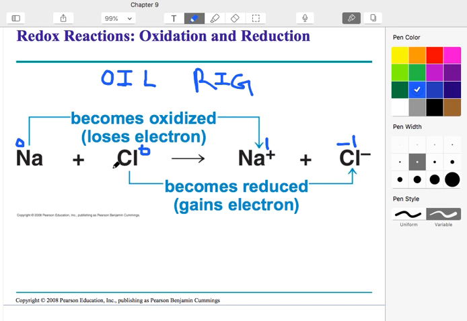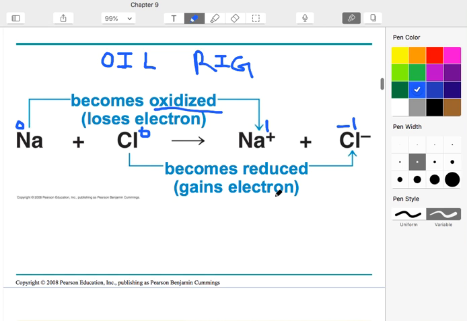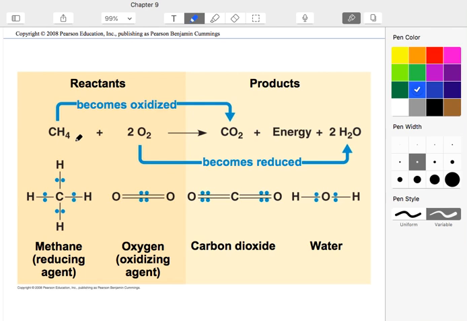Here chlorine is zero, but it gains one electron, which is denoted by the negative sign here. So it becomes reduced, and this process is called reduction because it gains an electron. And what about reducing agent and oxidizing agent? If you see oxidized, that is the reducing agent. If you see reduced, that means oxidizing agent. That's the concept here. Another example, same thing: one becomes oxidized, the other becomes reduced.